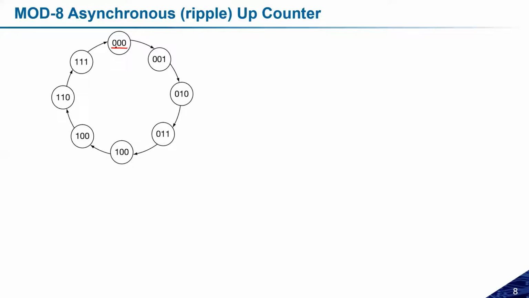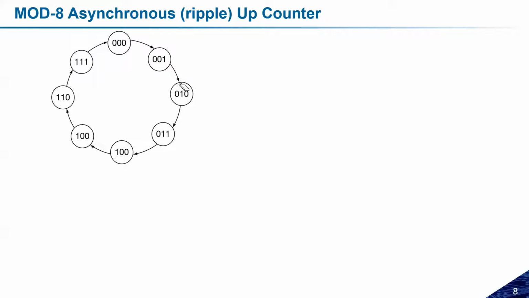So it will start from 000, 001 and so on, and reach up to 111. And once it reaches 111, it will again come back to 000 and so on. So this is how the count will keep on repeating.